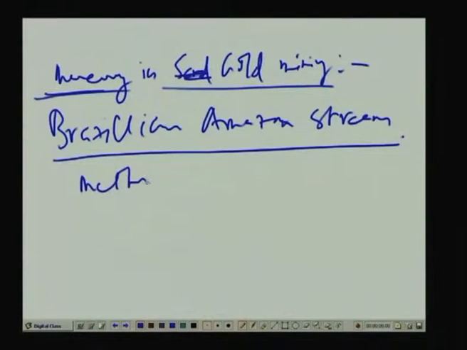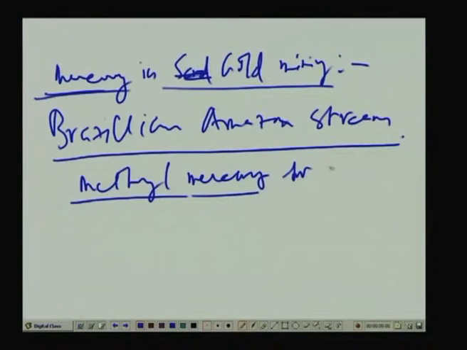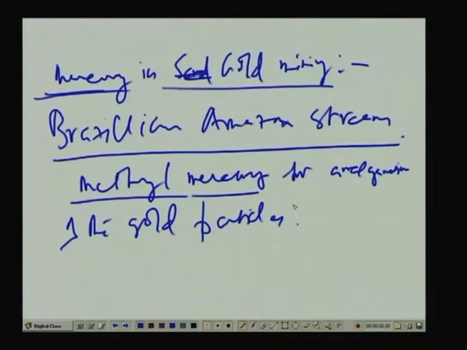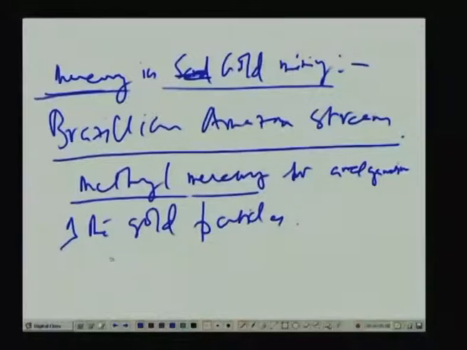What is generally done is that methyl mercury is used for amalgamation of the gold particles. Now, of this methyl mercury, only about 5 to 10% of the concentration is used for the purpose of amalgamation of the gold particles, which forms a bond with the gold particles.